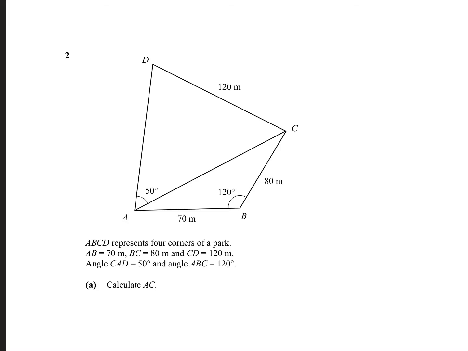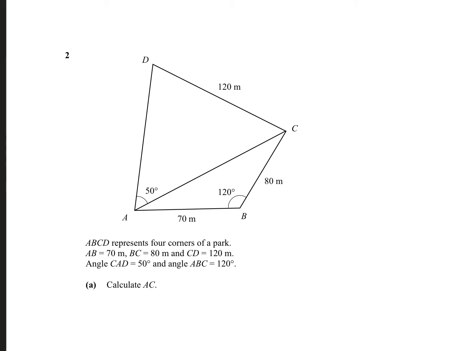Here we have an O-level trigonometry question that I would like to go through. And so let's jump right in. Here we see that ABCD represents four corners of a park, and AB is 70 meters, BC 80 meters, and CD 120 meters. And then they tell us the angle CAD is 50 degrees, and angle ABC is 120 degrees. And straight away they ask us to calculate AC.